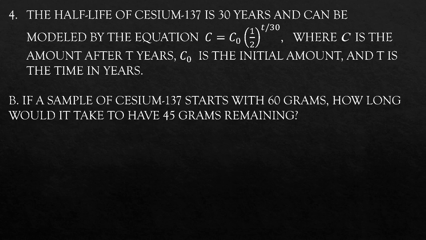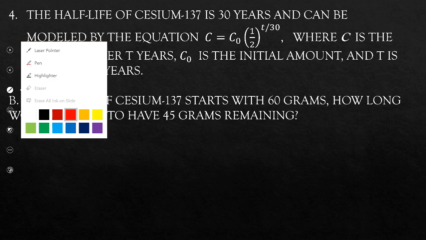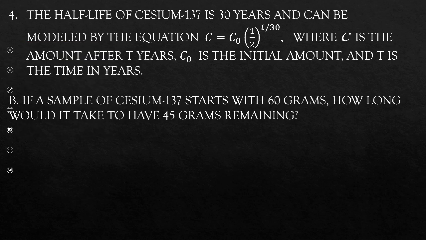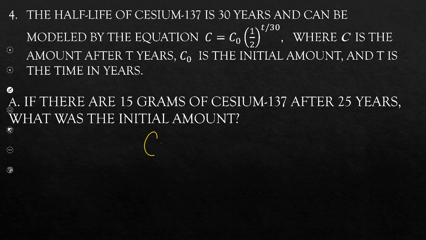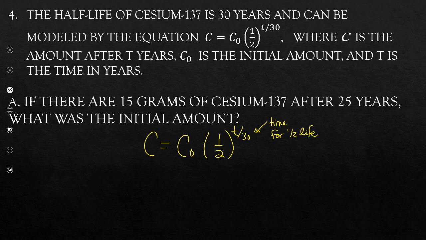So our final amount is the initial amount times 1/2 to the power of t over 30, where the 30 represents the time it takes for the half-life to occur. So with your initial amount, it takes 30 years to go from 100 down to 50 or so forth.